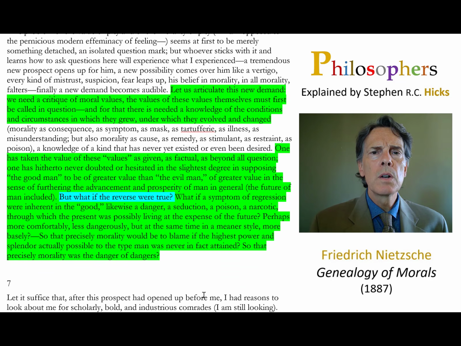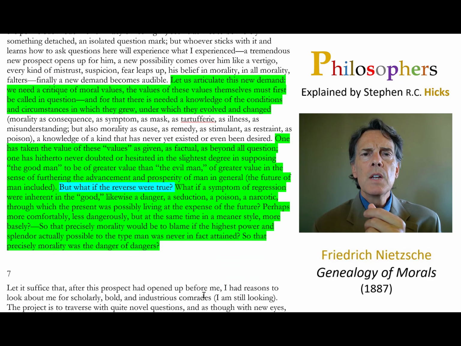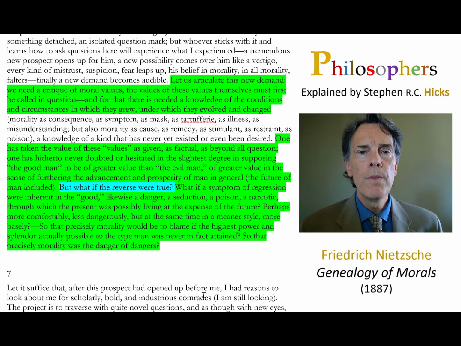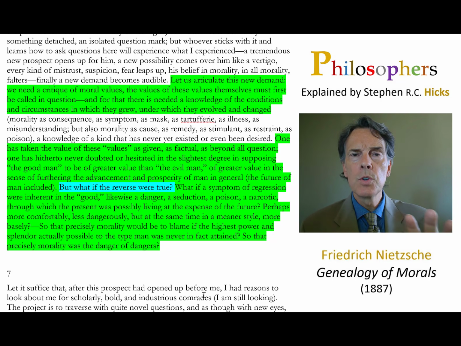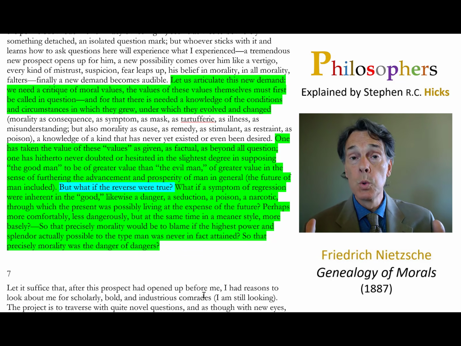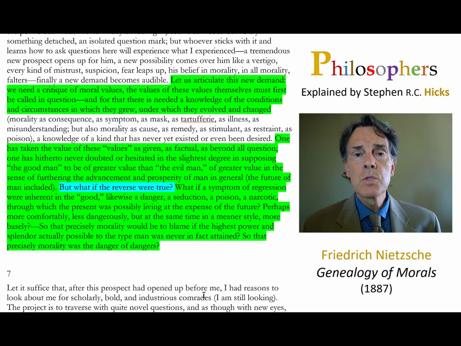Jumping down to the sixth section of the preface. So on the basis of this, he wants to then say, let us articulate this new demand. We need a critique of moral values. That is to say, we need to put moral values on the block and investigate them scientifically, rationalistically, by whatever tools we have at our disposal. But the point is, we're not going to just take whatever our parents and preachers and politicians and cultural leaders say as the good as axiomatic. The value of these values themselves must first be called into question.